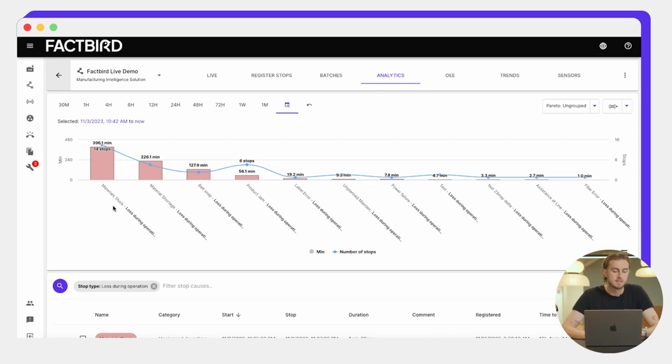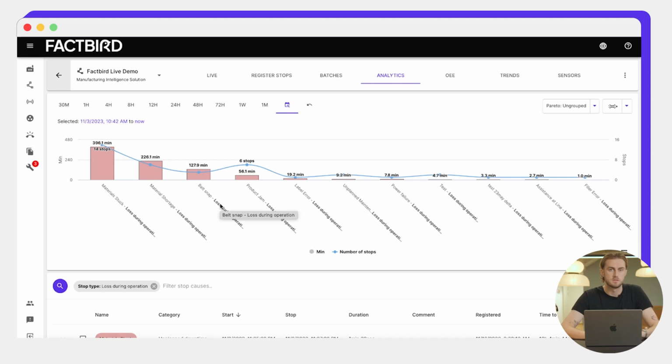Looking here, we can immediately see that material stuck is your most common stop reason. It's happened 14 times and it's cost you 396 minutes. This is a nice, simple way to understand what are your biggest issues right now. So you can see, for example, that a product jam has only happened 6 times, but it's cost you 56 minutes. And so it might be more of an issue than you think.